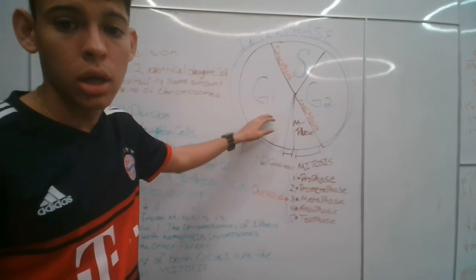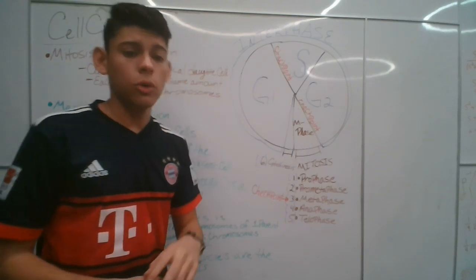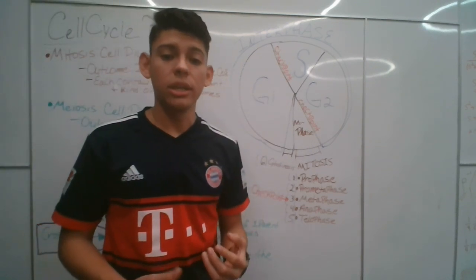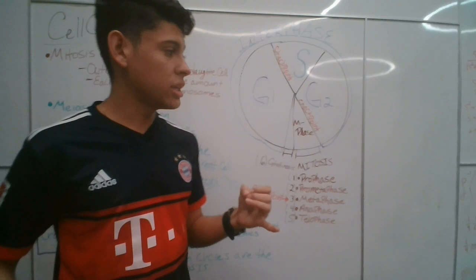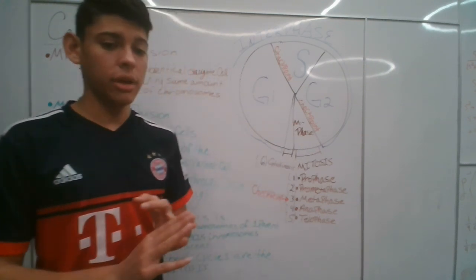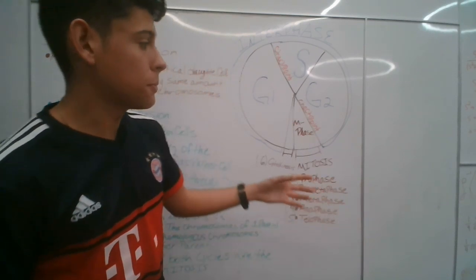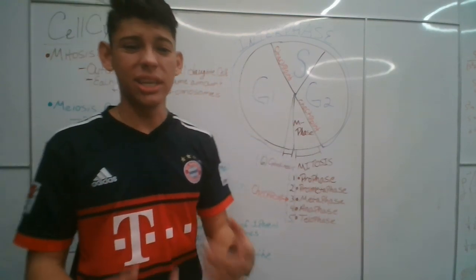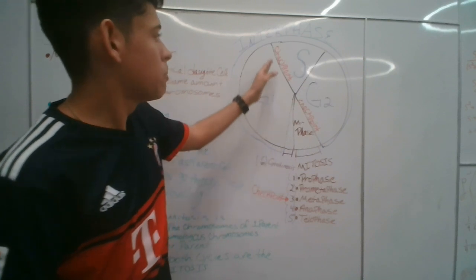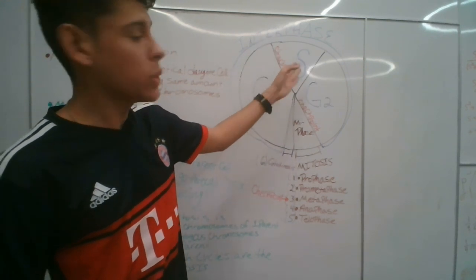In G1, the cell is in a growing state. It is bringing in nutrients, it is storing energy, it is getting enough for it to reproduce completely and successfully. Once the cell gets a signal, then it is allowed to pass the checkpoint and go into S phase.